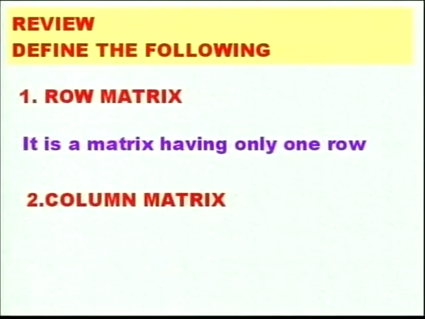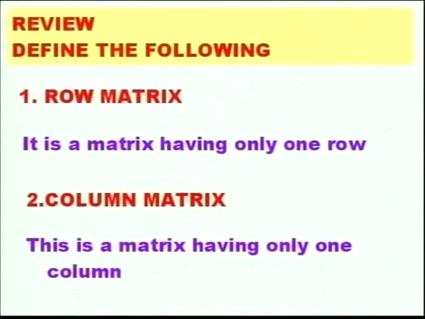Okay, number two, Andrew, what is a column matrix? A matrix having only one column. Okay, a column matrix is a matrix having only one column. Number three, what is a null matrix? Daniel? A matrix with all its elements 0. All its elements are 0.